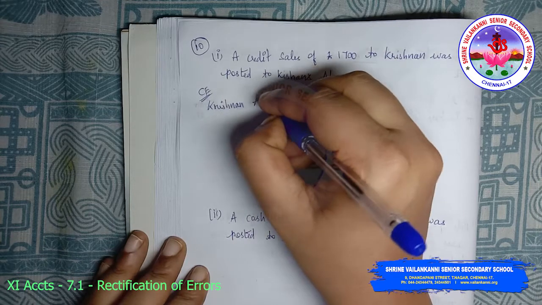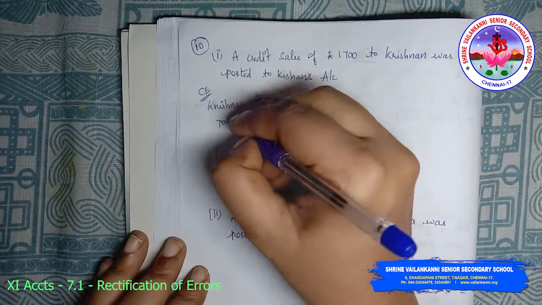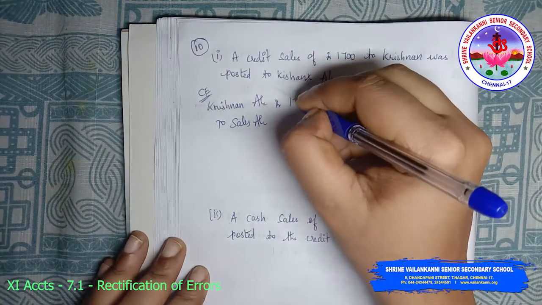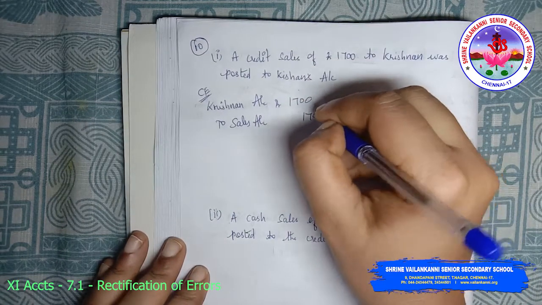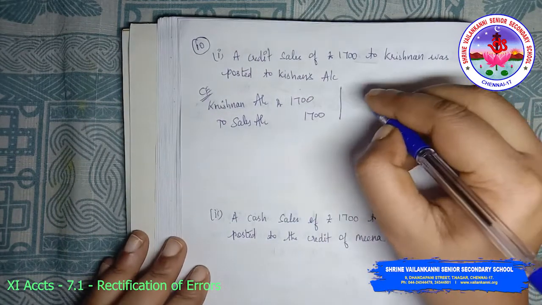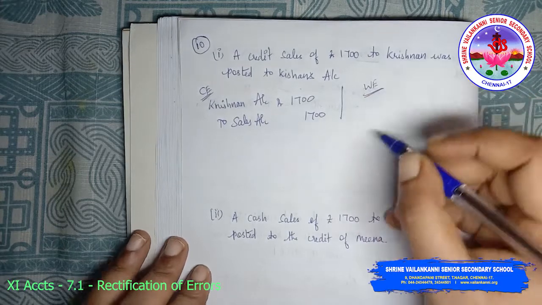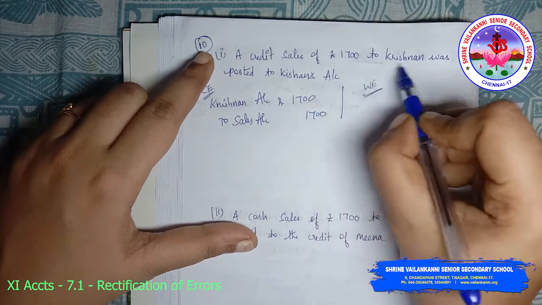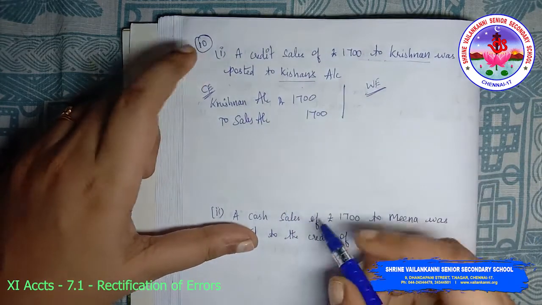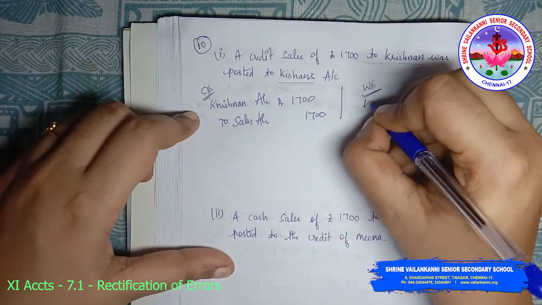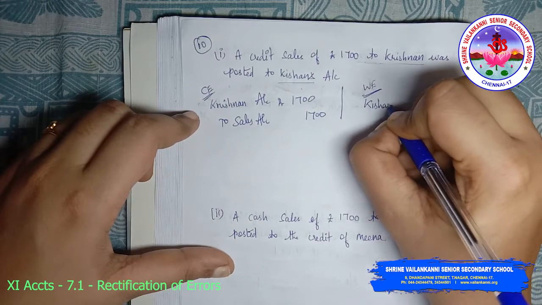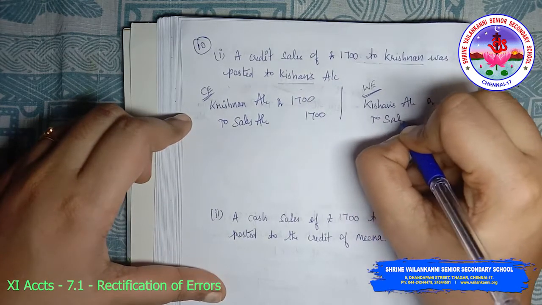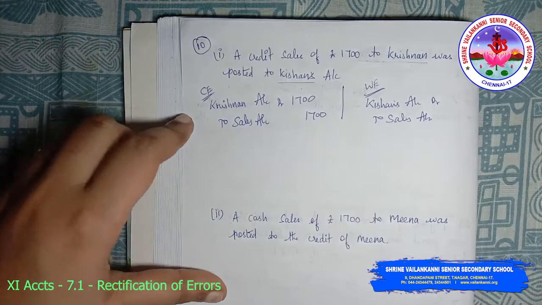Krishnan account debit to sales account 1,700. This is the correct entry. What is the wrong entry that they have done? Credit sales of 1,700 to Krishna was posted to Kisan's account. So they have written like this: Kisan's account debit to sales account.